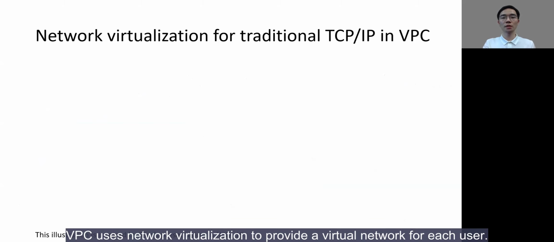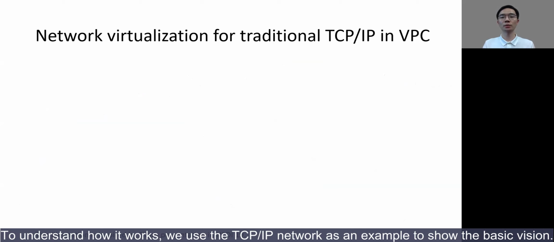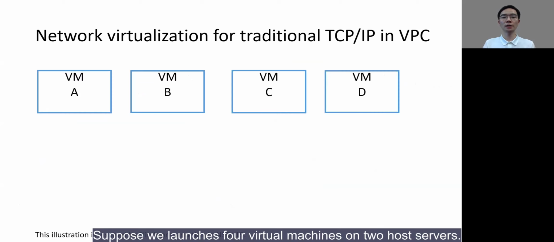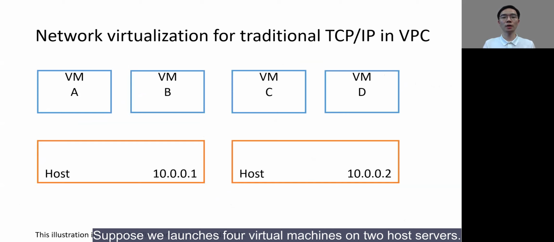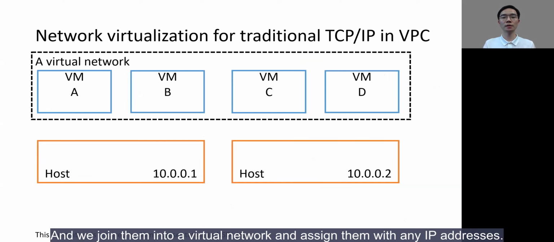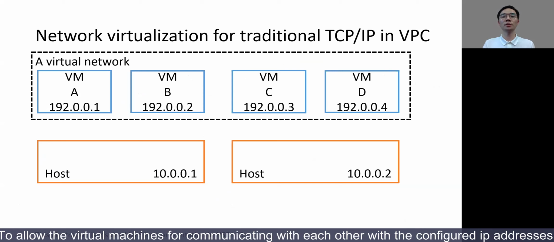VPC uses network virtualization to provide a virtual network for each user. To understand how it works, we use the TCP/IP network as an example to show the basic vision. Suppose we launch 4 virtual machines on 2 host servers, and we join them into a virtual network and assign them any IP addresses to allow the virtual machines to communicate with each other.